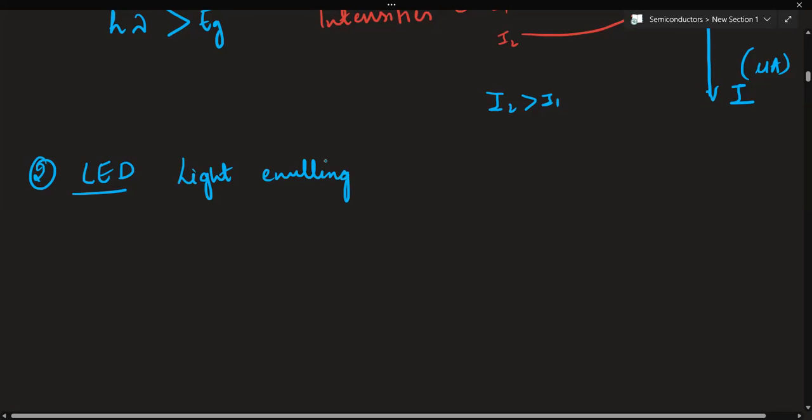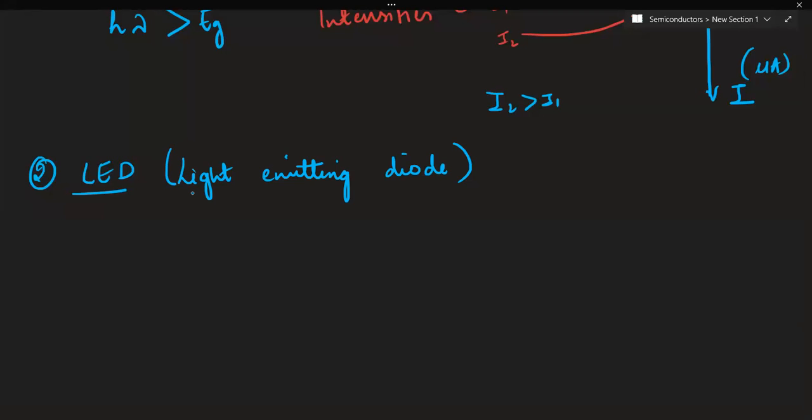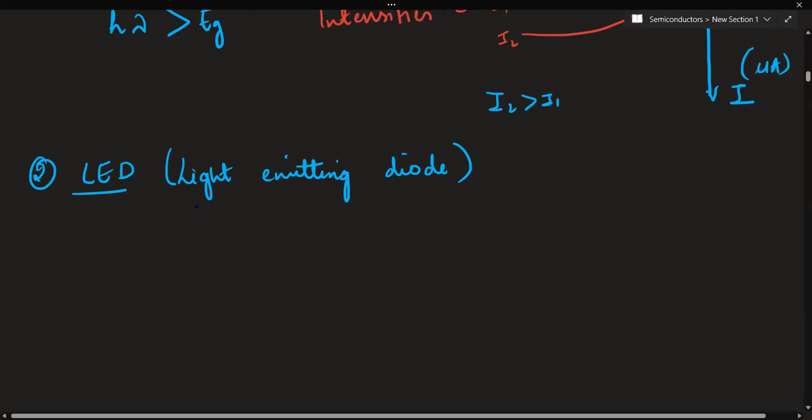This is a light emitting diode. It is a heavily doped PN junction diode which spontaneously converts the biasing electrical energy into optical energy, like infrared and visible light. Regarding its biasing, it is forward biased. So it's a heavily doped forward biased PN junction. If this is your LED, it will be emitting light.